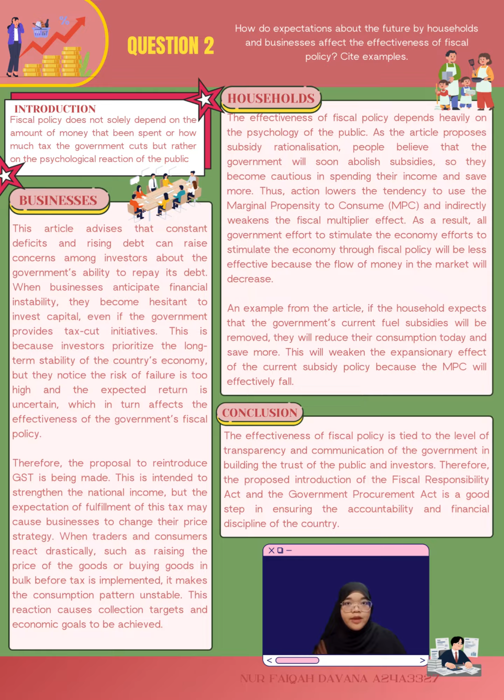We usually assume that if the government spends more, the public will spend more too, but that's not always the case. Because what people expect to happen in the future changes what they do today. For a household, if the government is talking about reducing their subsidies, even before anything happens, they already spend less and save more just to be safe. This relates to the fiscal multiplier, which is basically how much economic growth comes from every ringgit the government spends. If people aren't spending, that money doesn't circulate. So the policy becomes less effective.